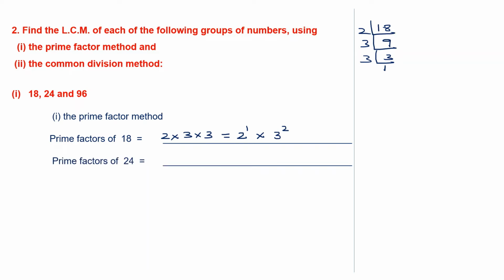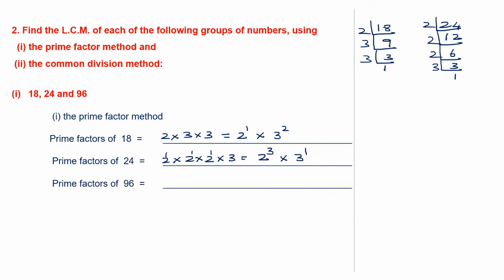Second, let's find the prime factors of 24. Let's use 2. 2 12s are 24. Then 2 6s are 12. 2 3s are 6. And 3 1s are 3. So what are the prime factors of 24? 2 into 2 into 2 into 3. So how many 2's do we have? 1, 2, 3. So 2 raised to the power of 3 and 3 raised to the power of 1.